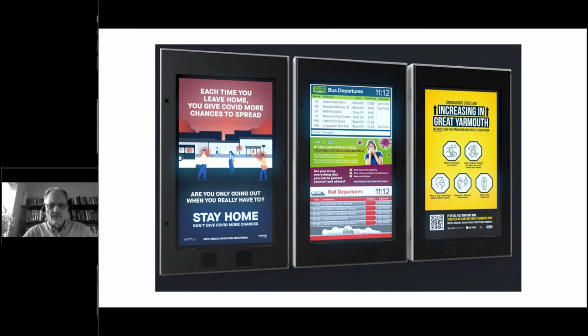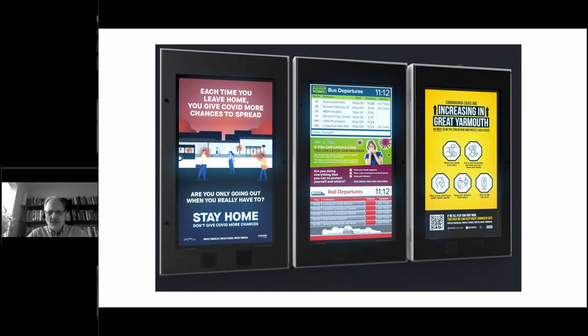This is another installation, although it's a graphical modification of another installation. It's on our website. As you can see there, this is the one in the middle, taken from the outside of Norwich Railway Station.